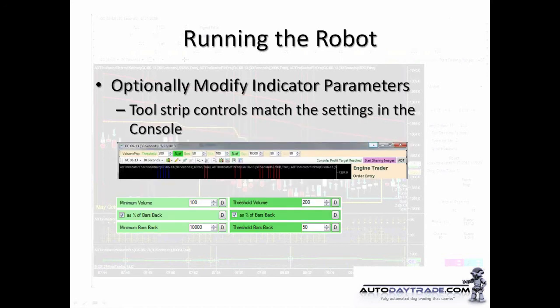The controls you see in the robot match the settings back over in the console. If you look at the picture, you can see over in the console we defined the threshold volume and the minimum volume settings, and those are reflected while the robot is running. While the robot's running, however, you can change all those values to change the behavior of the robot while it's operating. This unprecedented feature lets you see immediately the result of changing indicator parameters.